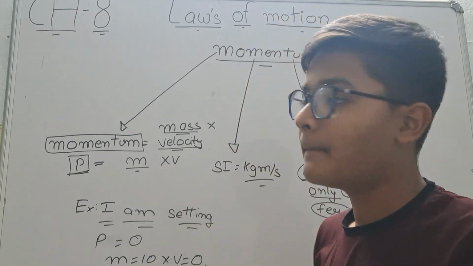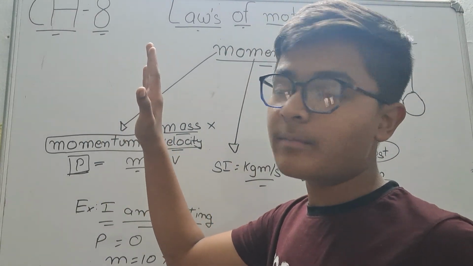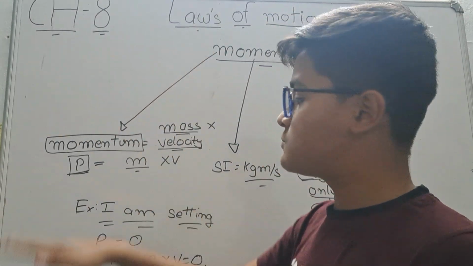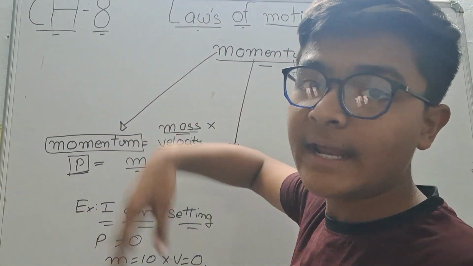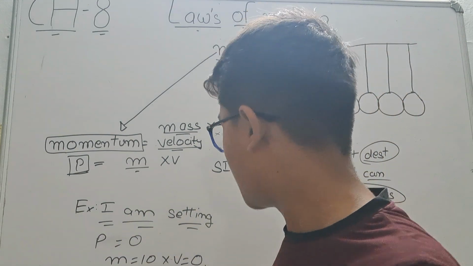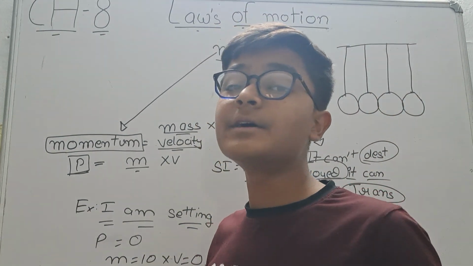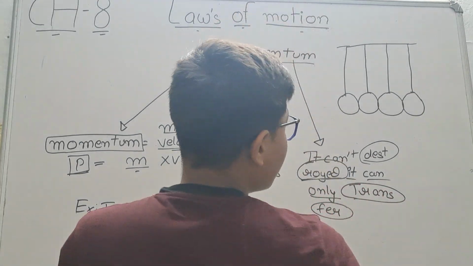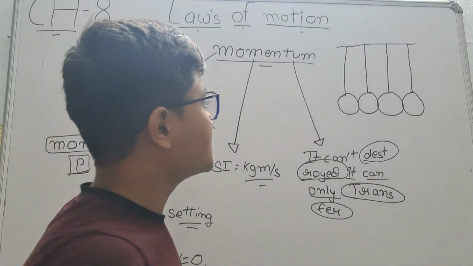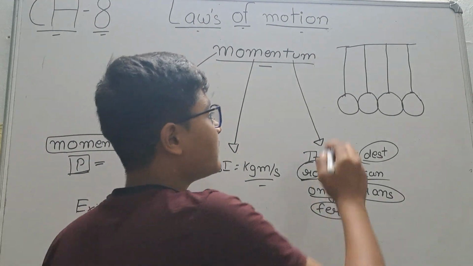But when my hand, having 10 kg of mass, moves speedily, it definitely has a velocity of 10 meter per second. 10 into 10, 100 momentum will come out. So this is the example, and let's see how it can be conserved and how it can be transferred.